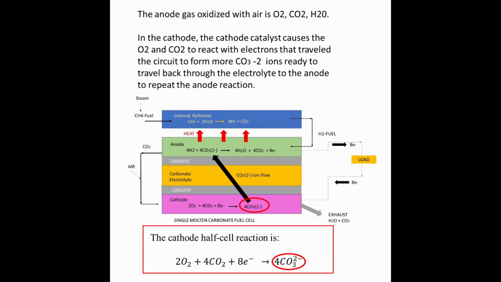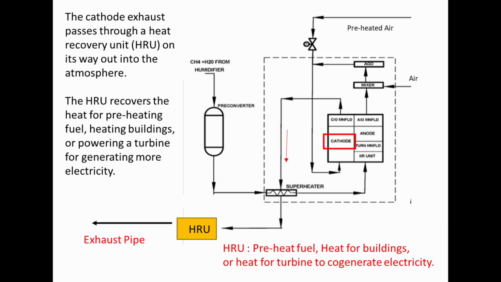The cathode half-cell reaction is shown. 4 O2s plus 4 CO2s plus 8 electrons react to form 4 carbonate ions. The leftover air, steam, and carbon dioxide can be exhausted from the cathode into the atmosphere.